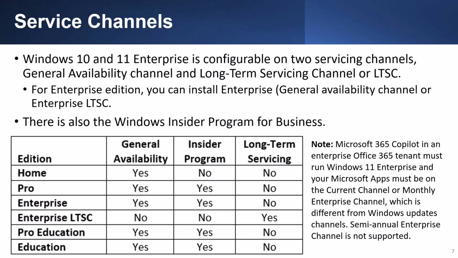Windows 10 and 11 Enterprise is configurable on two servicing channels, General Availability Channel and Long-Term Servicing Channel, or LTSC. For Enterprise Edition, you can install Enterprise either through General Availability Channel or Enterprise LTSC. There's also a Windows Insider program for business. Note, Microsoft 365 Copilot and an Enterprise Office 365 tenant must run Windows 11 Enterprise, and your Microsoft apps must be on a current channel or monthly Enterprise channel, which is different from the Windows Update channel. Semi-annual Enterprise channel is not supported.